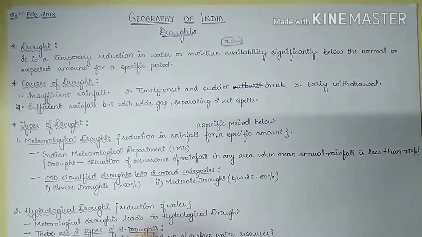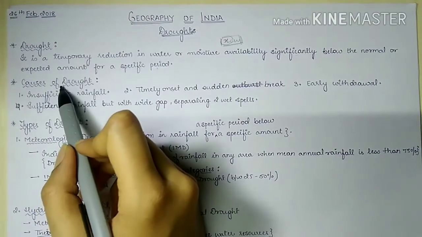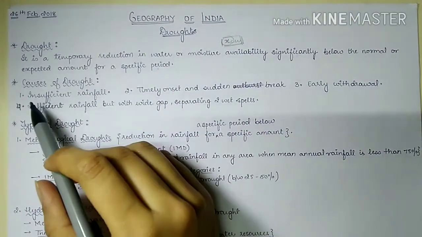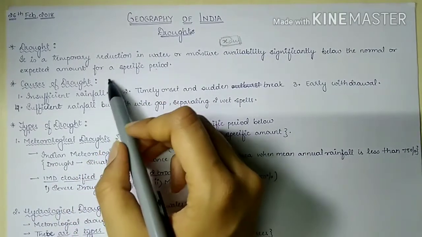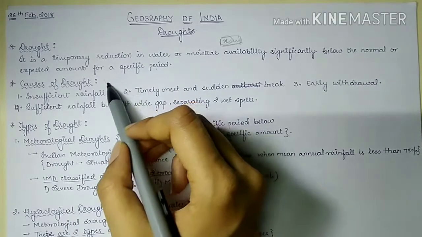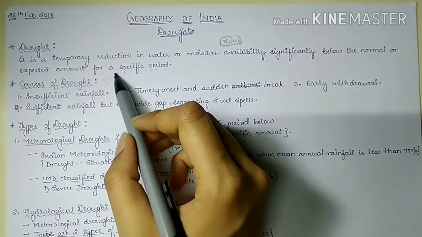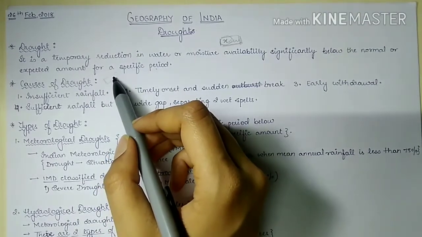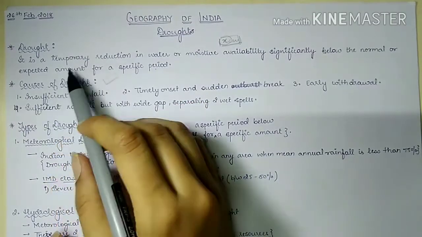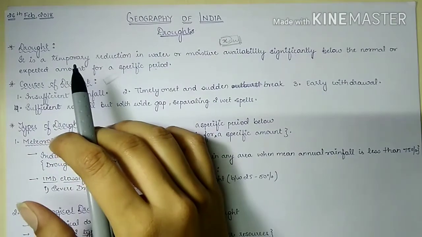Now let us look at the causes of drought. Drought is caused, first of all, by insufficient rainfall. That is, if the rainfall is less than the amount we expect from a specific period, it is considered a drought type of condition.